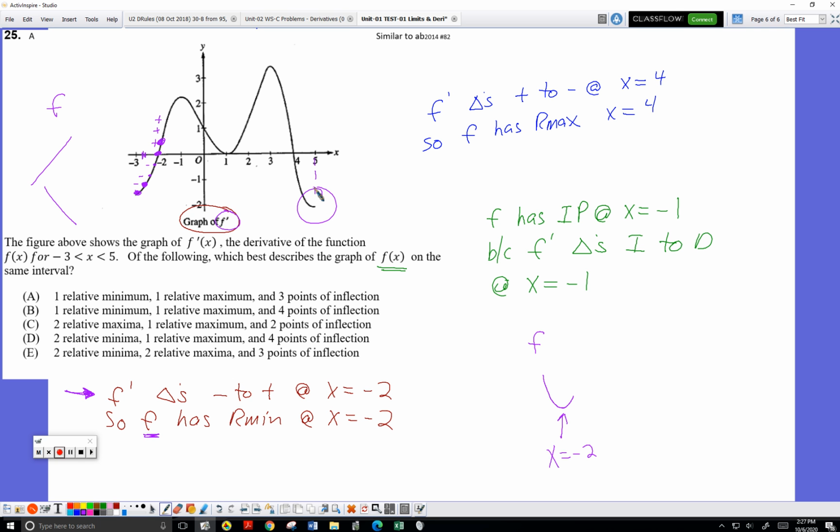So Caleb's asking, wait a minute, I thought x equal 5 would be an inflection point for f, but at x equal 5, f prime is not changing from decrease to increase. f prime is simply decreasing and then we don't know. So we can't make an assumption. So that's why you couldn't include that one.